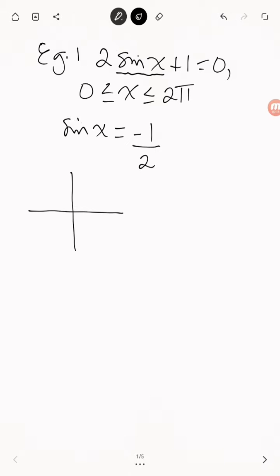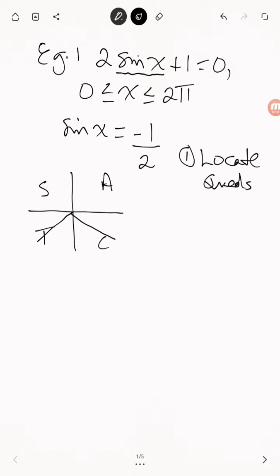Now, we've gone through this before in chapter 4. Let's just recall the steps. So first thing we need to do is locate the quadrants where sine is negative. According to the CAST rule, sine would be negative in quadrants 3 and 4. Correct? I'm missing your input here. Don't like talking to myself so much. Okay, so we're in quadrants 3 and 4 because we want sine to be negative.